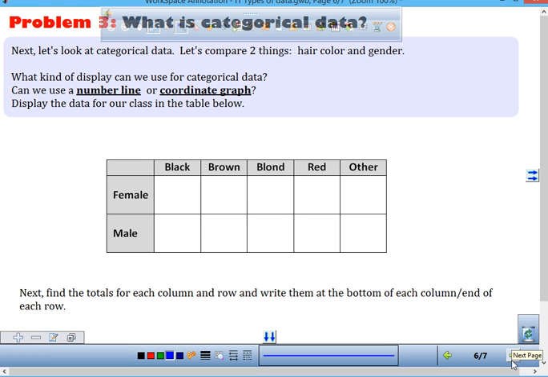Categorical data. Okay? Now I'm not asking you for numbers. I'm just asking you yes or no. So male, female, and then hair color: black, brown, blonde, red, or other. Yeah, because I want to see how many we've got.